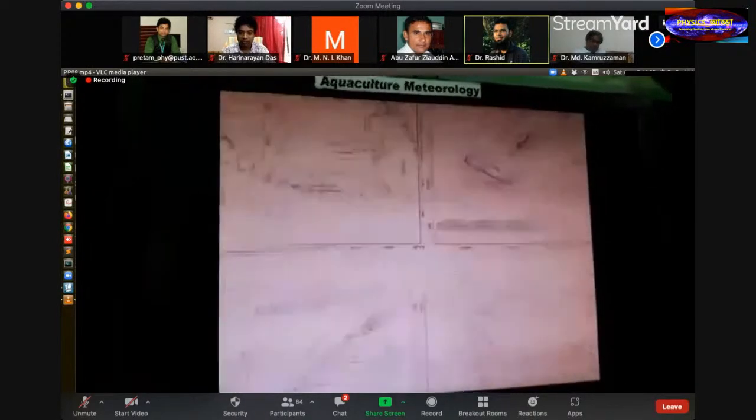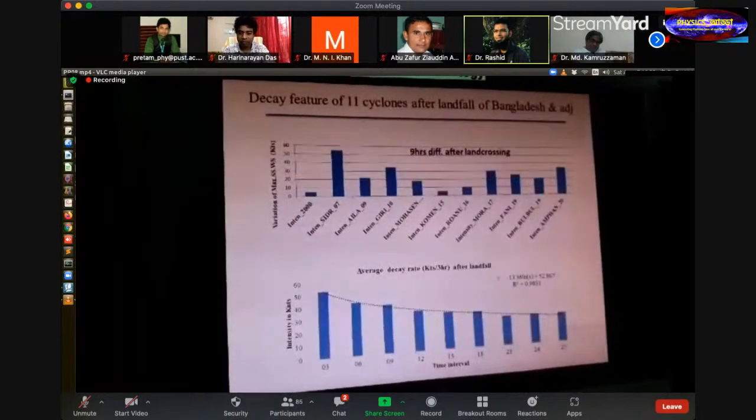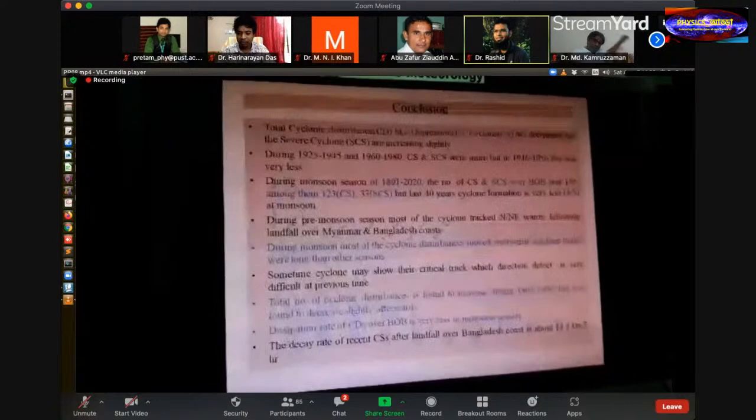At last, it has been concluded that this track climatology can guide us for future track prediction over the Bay of Bengal.